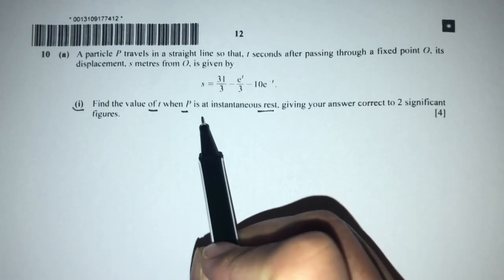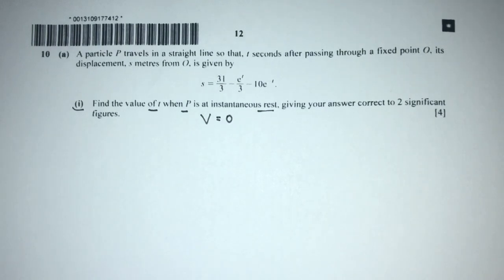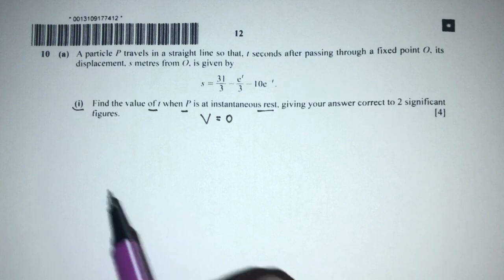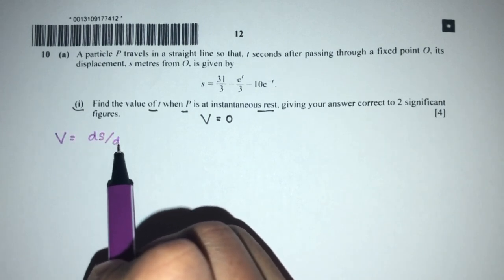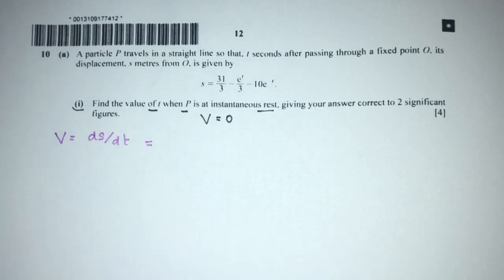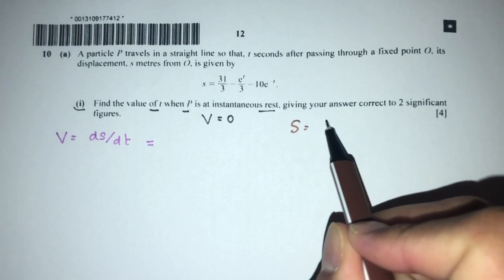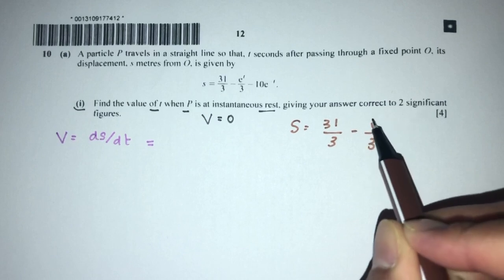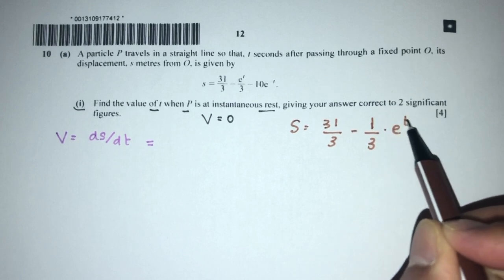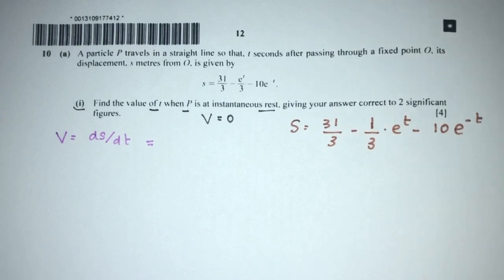At rest, what do we know? The value of v has to be 0. So we have to find the value of v from s. How do you find v? We understand that v has to be ds by dt. So let me first rewrite s so we can simplify. s is 31/3 minus (1/3)e^t minus 10e^(-t), right? That will be my value for s.